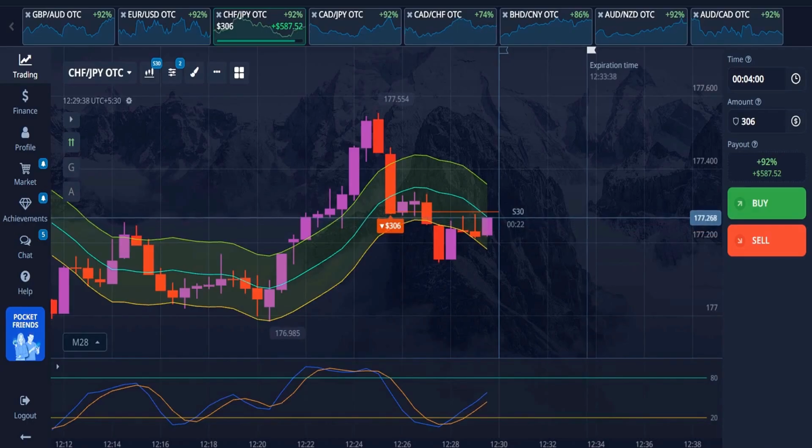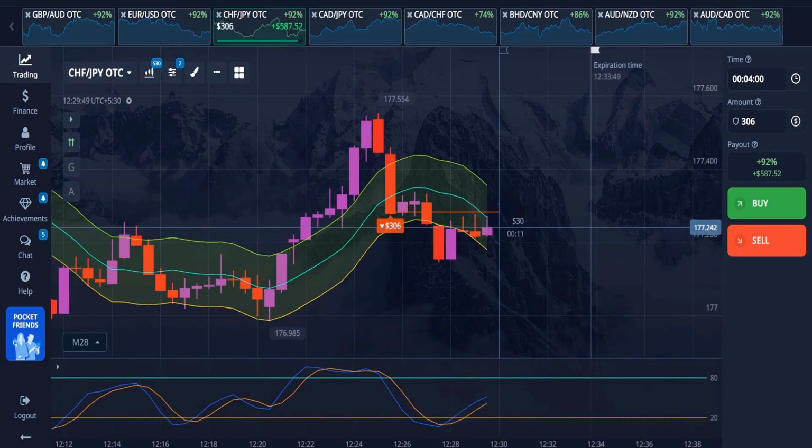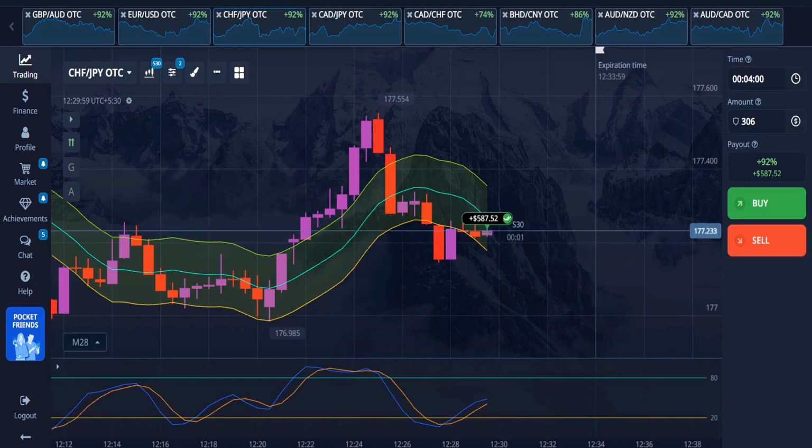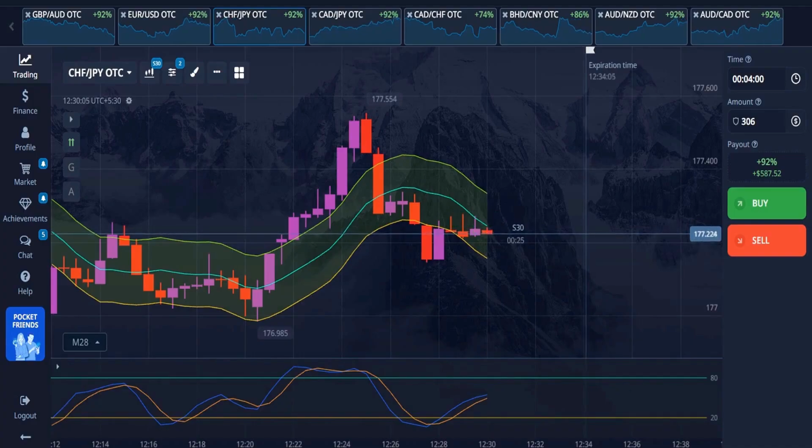Now, before we jump into the live trade example, here are a few quick risk management tips to help you trade smart. Risk management tips. Always stay calm. Avoid emotional decisions. Risk only 1% to 5% of your balance per trade. Never risk more than 10% of your total capital. Practice first on a demo account. Backtest the strategy to build confidence.